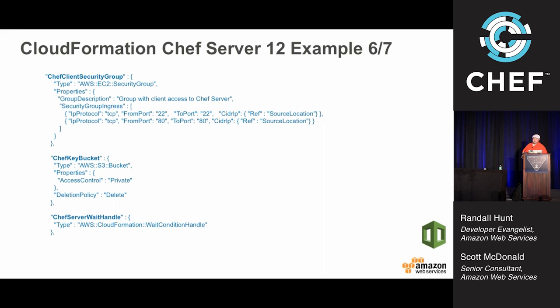Next, we define our Chef key bucket, which is the private S3 bucket that we'll use to upload our certificate PEM into. One of the great things about CloudFormation is that it's going to automatically append a unique string to the end of our bucket name so that we can rerun these same templates without needing to modify them to create multiple copies of the same environments without hitting namespace collisions on these buckets.